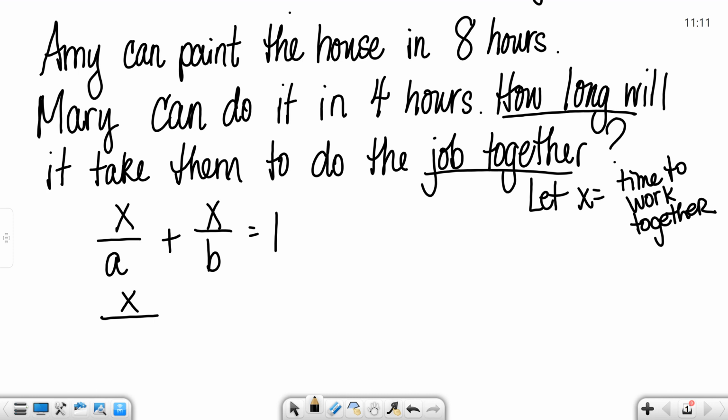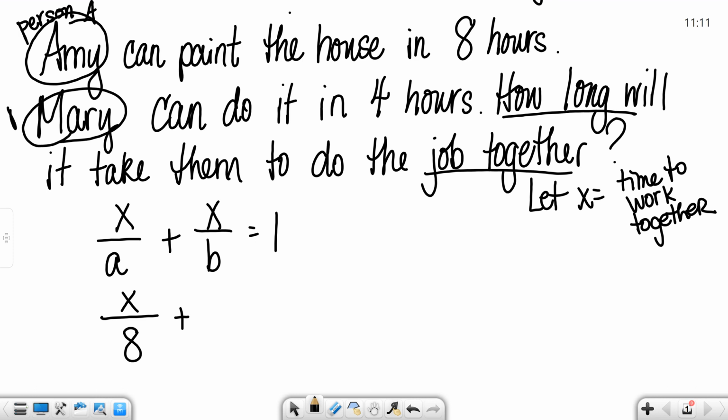A is how long it takes person A. So let's say person A is Amy. She is person A. It takes her 8 hours. Mary is person B. It takes her 4 hours. Together, they complete one job. And so now you have a rational equation to solve.